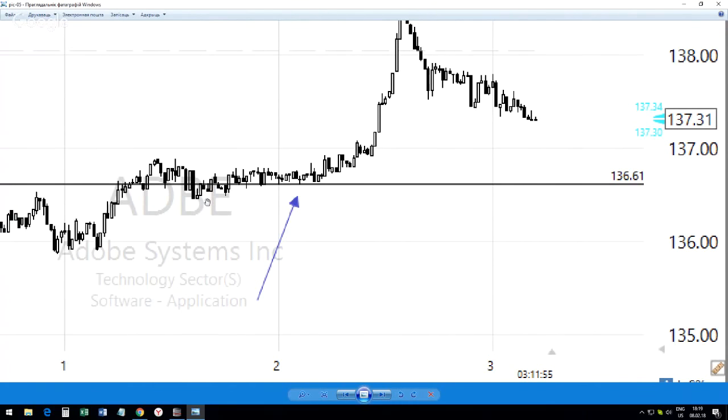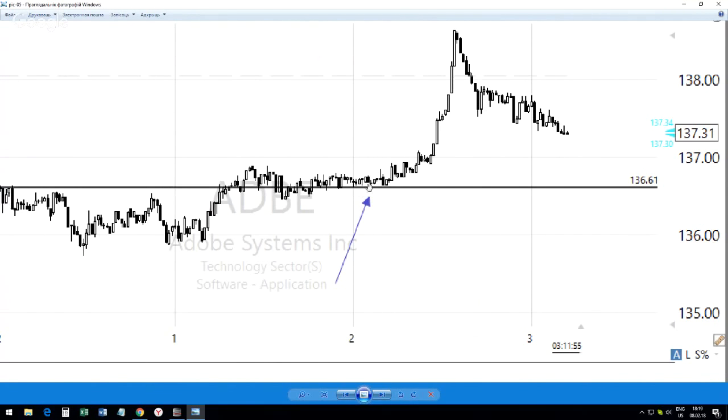And of course, can we expect here false breakdowns? Yes, it's a real story and it can appear. But once again, it's not a story about breakouts and breakdowns, the environment and so on. Let's look at the next picture.